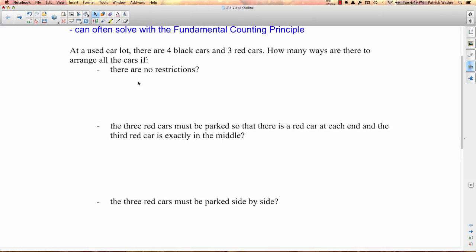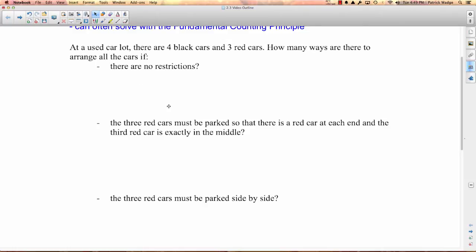Okay, let's get right to the questions. At a used car lot, there are 4 black cars and 3 red cars. How many ways are there to arrange all the cars if there are no restrictions? The first question is nice. If there's no restriction, you can put any car first, any car second, any car third. So basically, you look at how many cars there are total, and there are 7 cars.